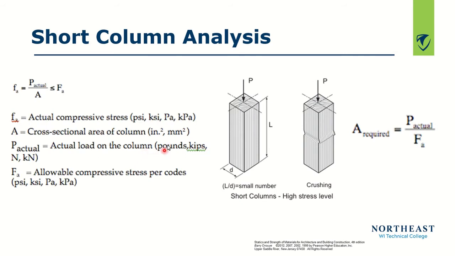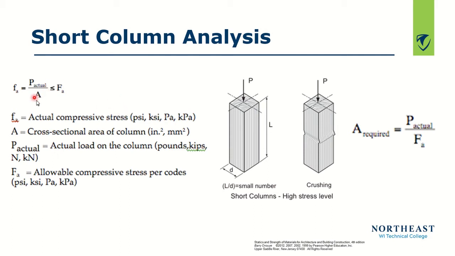So how do we do a short column analysis? It's all related to stress. F equals stress. A is the actual compressive stress. So my load, P, divided by the cross-sectional area of my column, that'll be my actual stress, has to be less than or equal to my allowable stress. And remember, the allowable compressive stress comes from tables in your textbook and codes, from when we were in the stress chapter.